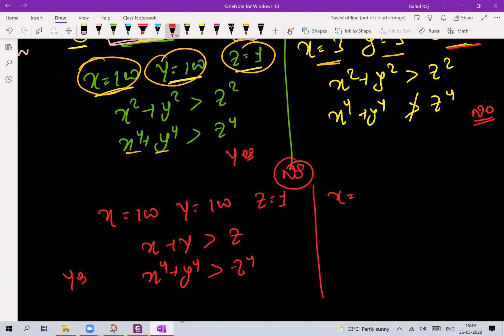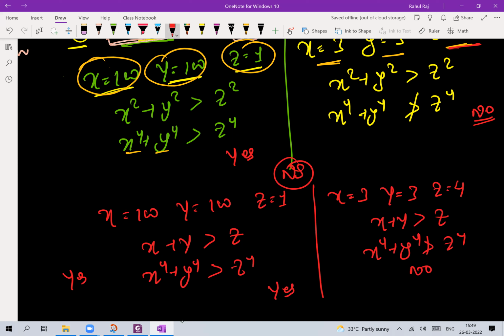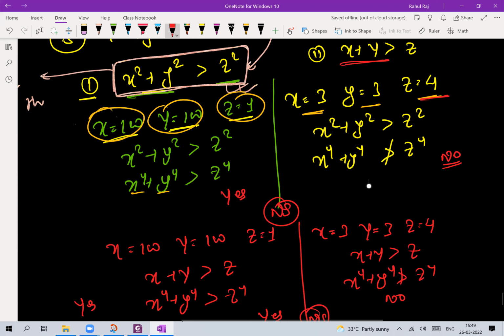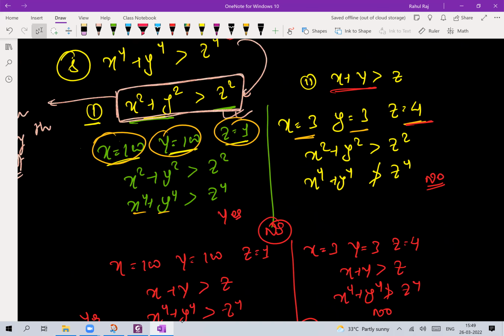When I say x is equal to 3, y is equal to 3, and z is equal to 4, again my statement number 2 suffices, x plus y greater than z. Statement number 1 as well, but the question does not suffice, x^4 plus y^4 is not greater than z^4. So I have a yes situation, I have a no situation. Again, option number 1 and 2 are not sufficient, right? Agreed?